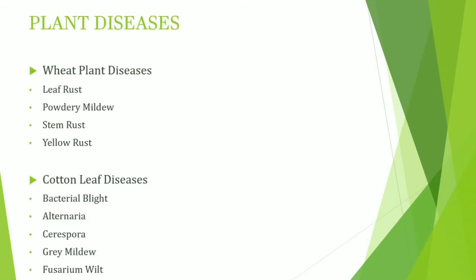Plant diseases. There are two kinds of plant diseases, wheat plant disease and cotton leaf disease. The diseases which affect wheat plants are leaf rust, powdery mildew, stem rust and yellow rust. And the diseases which affect cotton leaves are bacterial blight, alternaria, cercospora, grey mildew and fusarium wilt. So let's see the diseases which affect the wheat plants.